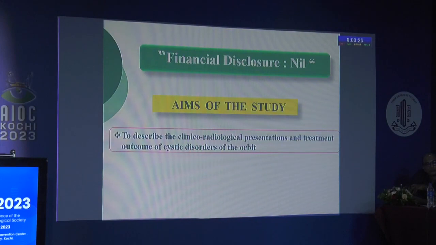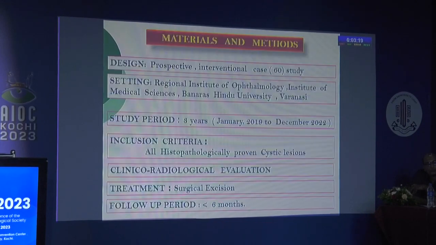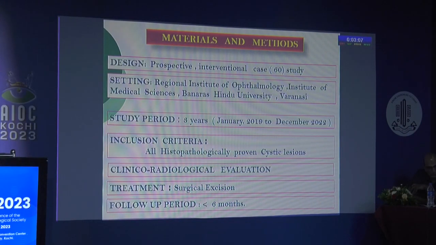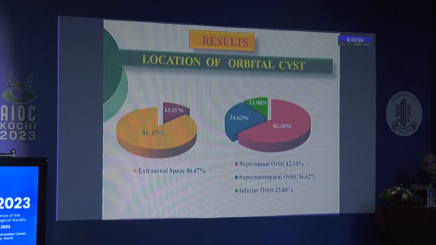The aim of our study was to describe the clinical and radiological presentation and treatment outcome of cystic disorders of the orbit. It was a prospective interventional case study done over a period of 3 years, and all the histologically proven cystic lesions were included in our study. Treatment included surgical excision for these cases.